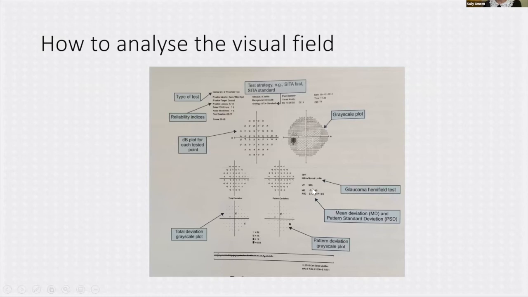Now, the mean deviation is used in pretty much all the glaucoma studies to assess the level of severity of glaucoma, to mild, moderate, and severe. 0 to 5 is mild, 5 to 10 is moderate, and anything between 10 to 15 is considered to be severe. And remember, these are negative values versus the PSD, which is a positive value.